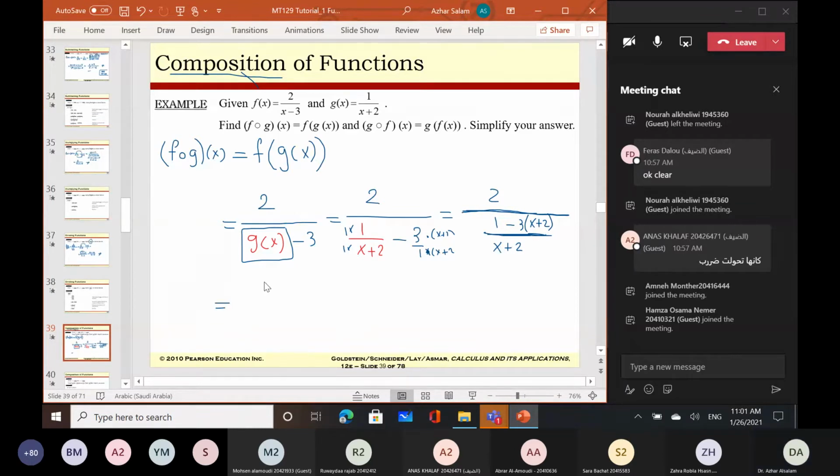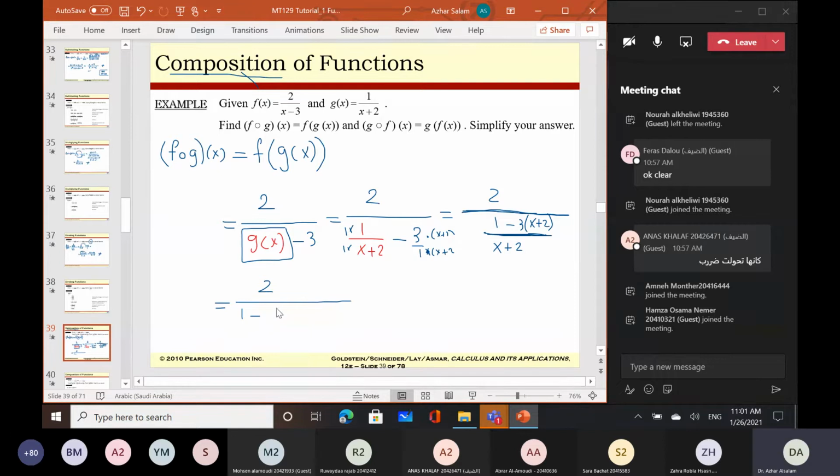Equals 2, keep 2 in the top. Then 1 minus. طبعا هنا ما أجري عملية الطرح 1 ناقص 3. The priority is for multiplication. أول شيء أفك الأقواس بعدين أجمع مع الواحد. ما أقول 1 ناقص 3 مثلا يساوي -2 وأكمل. لا، الأولوية لعملية الضرب بعدين عمليات الجمع والطرح.